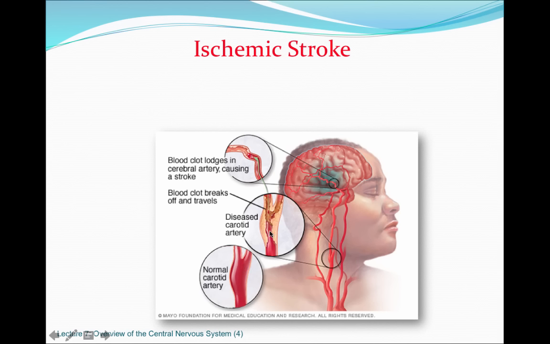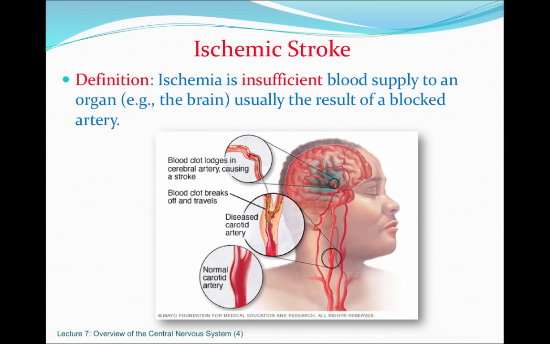And then you have some sections that are diseased carotid arteries. In this section, there's a blood clot, and blood is not flowing out, and blood does not reach where it needs to reach. This causes a stroke. So by definition, ischemia is insufficient blood supply to an organ. An organ can be the heart or anything of that sort. In our case, we're looking at the brain. So it's insufficient blood supply to the brain, usually the result of a blocked artery. So you can have an artery that is blocked, and this leads to a stroke.